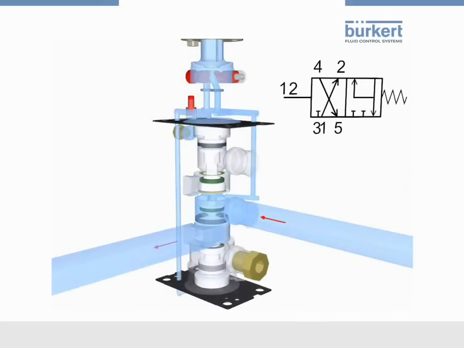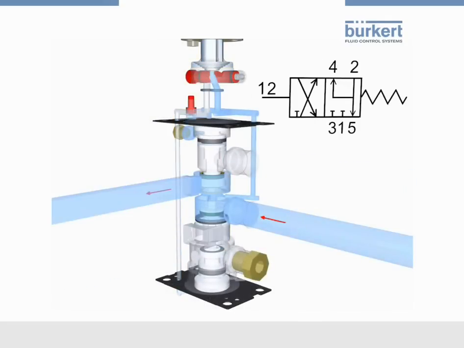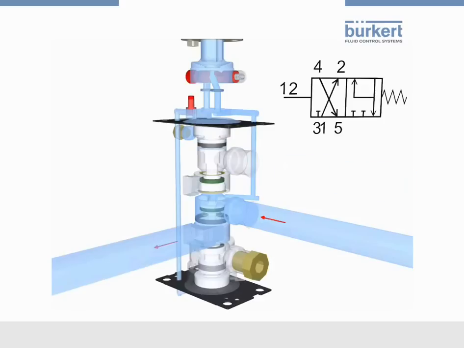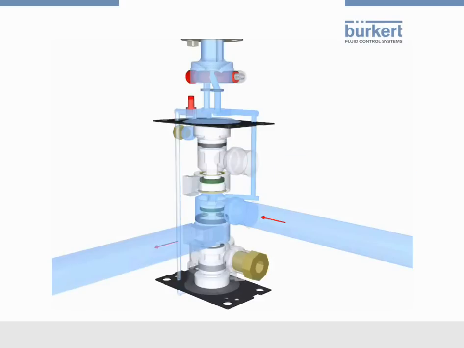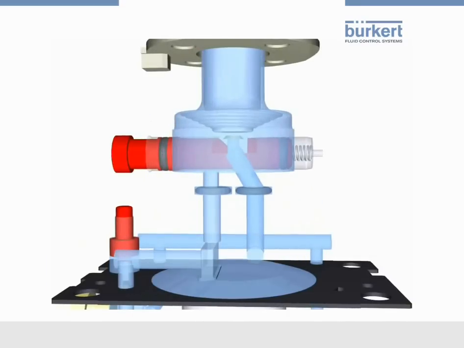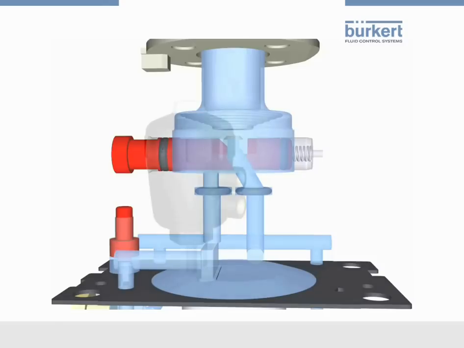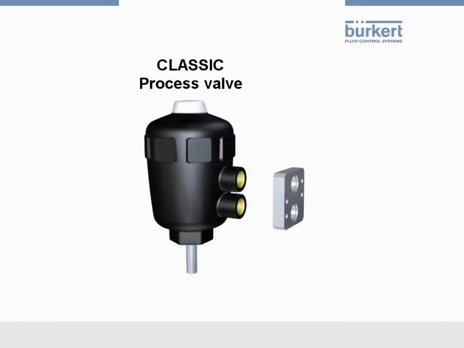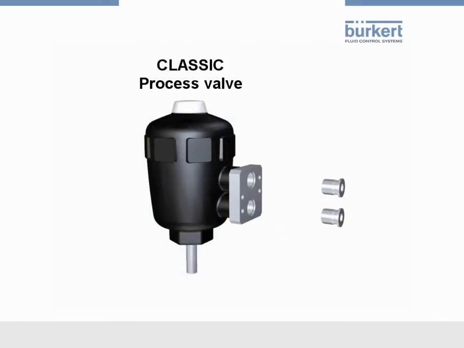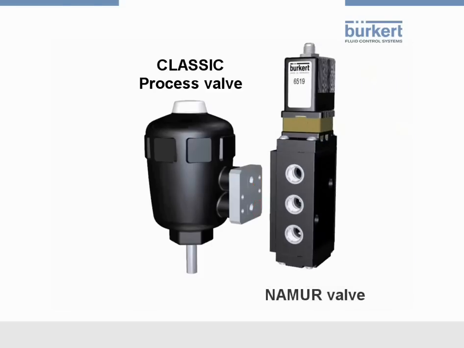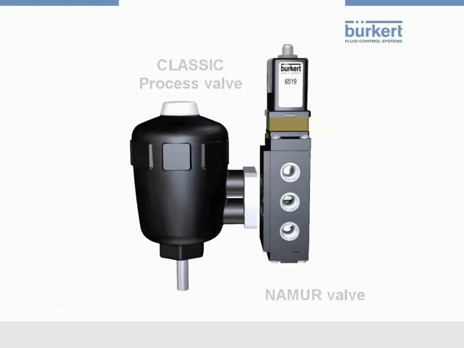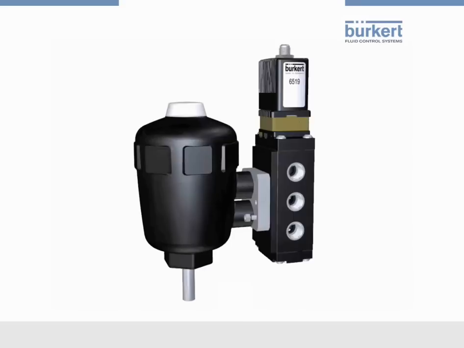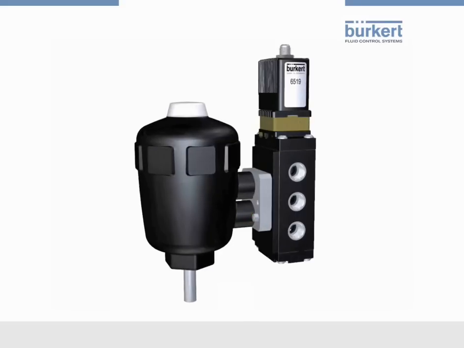The function principle of the Namur version is identical to the standard version, so we'll simulate the function of the Namur valve directly mounted to the process valve. To mount it on a classic process valve, an adapter plate is mounted between process valve and Namur valve. Now, by means of compressed air, the process valve is actuated with a Namur valve.